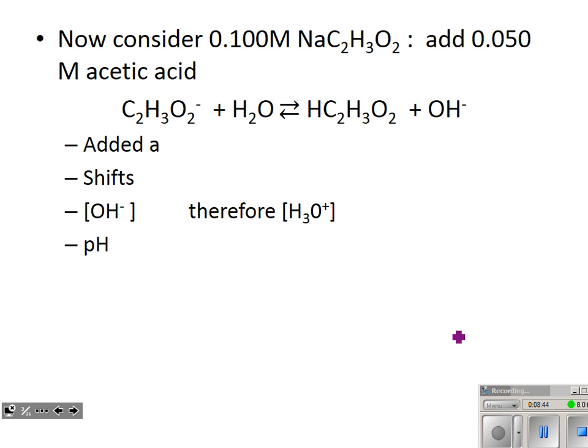Now let's consider the equilibrium with the sodium acetate. We know that sodium acetate is a basic salt because sodium hydroxide would be the parent base, which is strong, and acetic acid is the parent acid, which is weak. So we have our equation for a Kb. We know that we can get Kb for acetate by dividing Kw by Ka for the acetic acid.